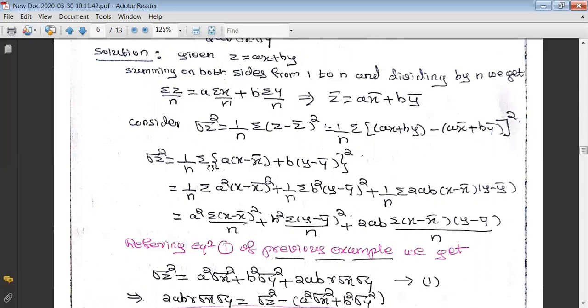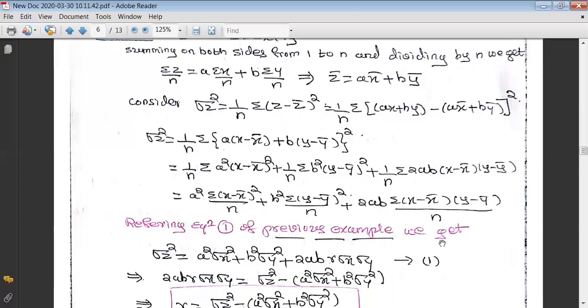and take the summation for individual terms along with the multiplication by 1 by n, this results as 1 upon n into summation a square (x minus x bar) whole square, plus 1 by n summation b square into (y minus y bar) square, plus 1 upon n into summation 2ab into (x minus x bar) into (y minus y bar), the covariance. By the definition, after taking a square as common, as it is a constant, we can write it as a square summation (x minus x bar) square by n, plus b square is a constant, summation (y minus y bar) square by n, plus 2ab is a constant, summation (x minus x bar) into (y minus y bar) divided by n.